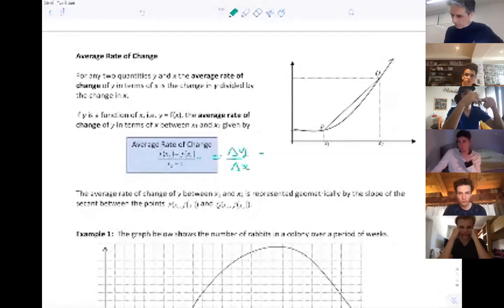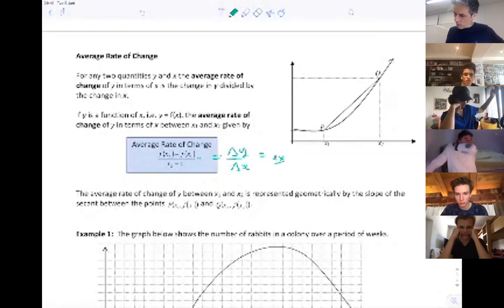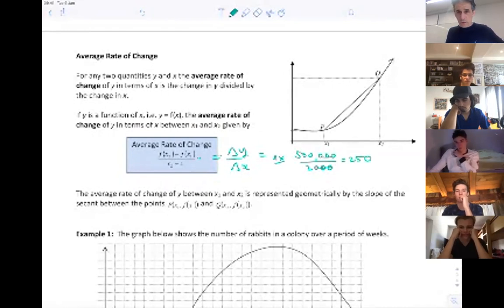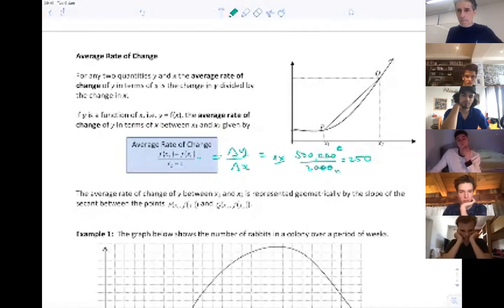Okay, so if we had a change, for example, of who knows, 500,000 euros, and we increase production by 2,000 cars, then we would have an average rate of change. What would that be if we take 500,000 and divide it by 2? 250. What would the units be if we were doing the euros and the cars? 250 what? Euros per car.